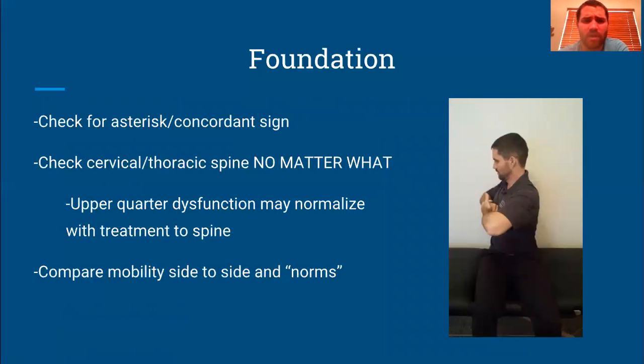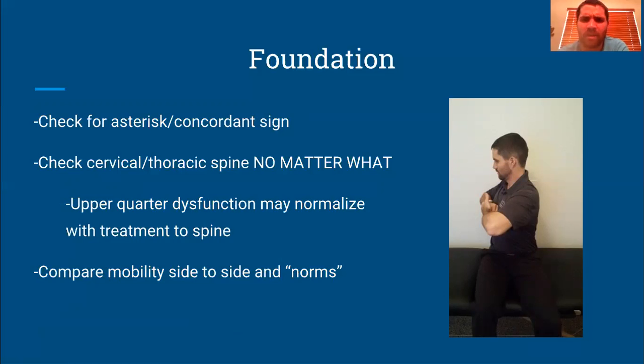So other things, we kind of talked about this. Check for your asterisk sign regularly because you want to make sure you're getting the changes that you're looking for. And always in your upper quarter patients, check the cervical and thoracic spine, no matter what. If they come in with hand pain, elbow, shoulder, you should start at the cervical and thoracic spine.